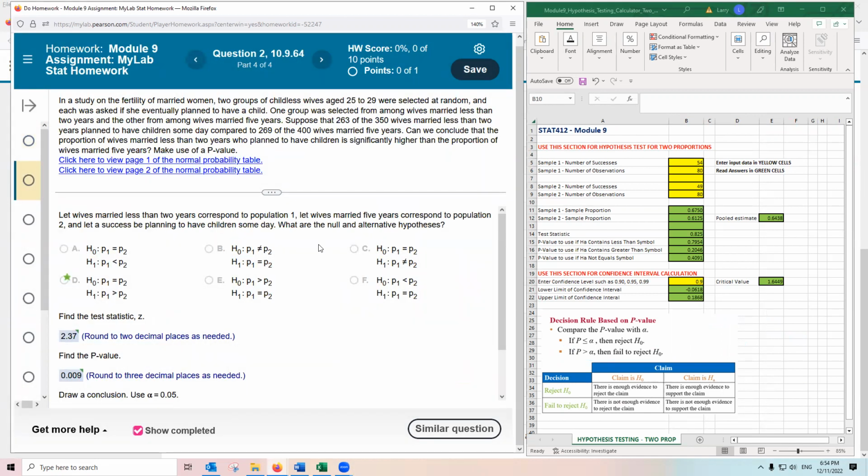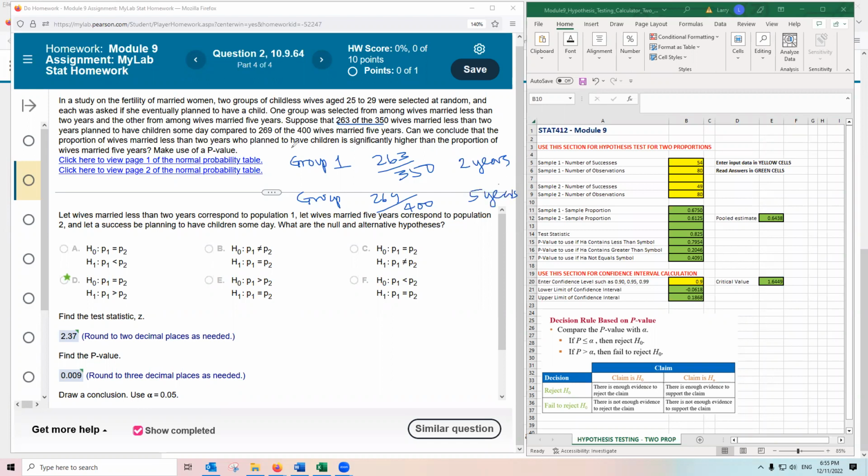All right, let's come here to number 2. This one says, looks like there's a study on fertility of married women. We took 2 groups. Group 1: 263 out of 350 plan to have children. Group 2: 269 out of 400. So this is comparing, I guess, folks that were married 2 years versus 5 years.